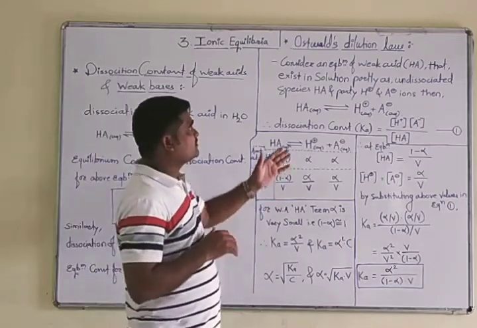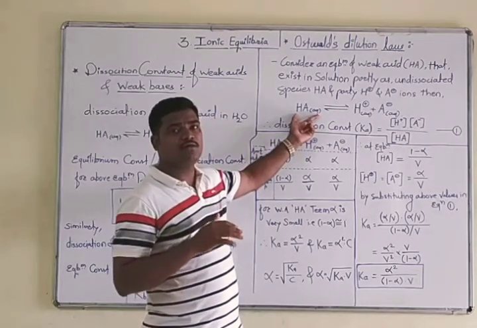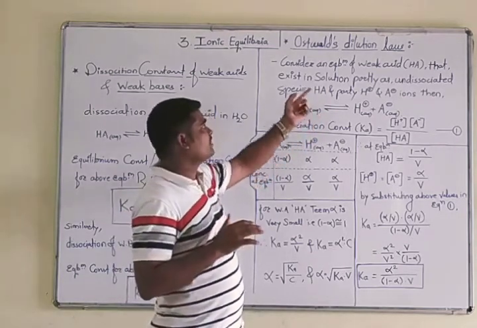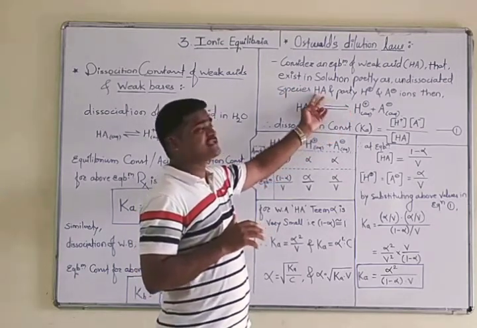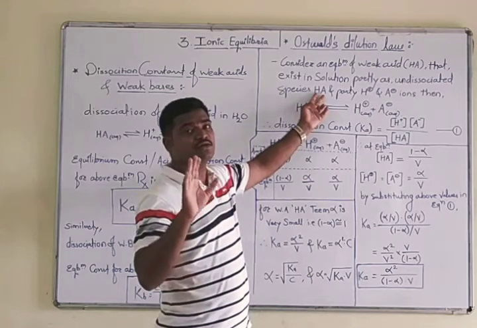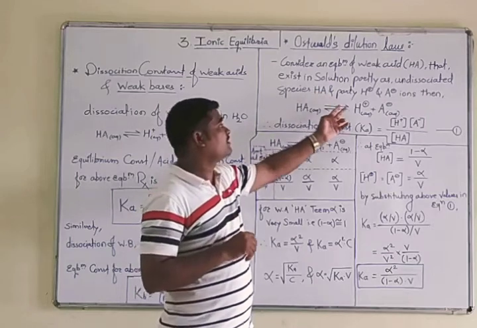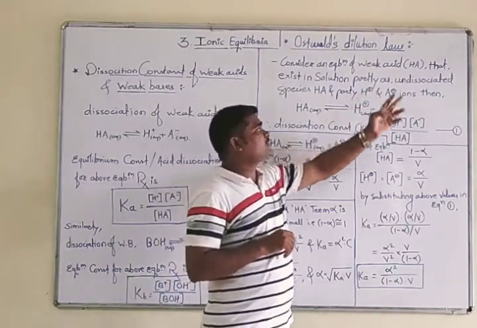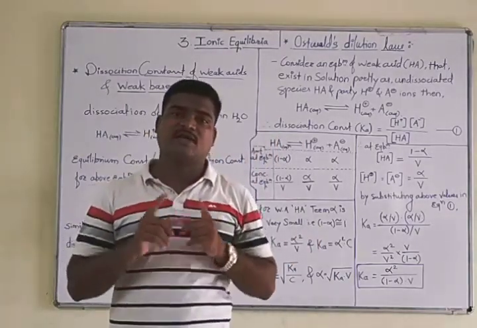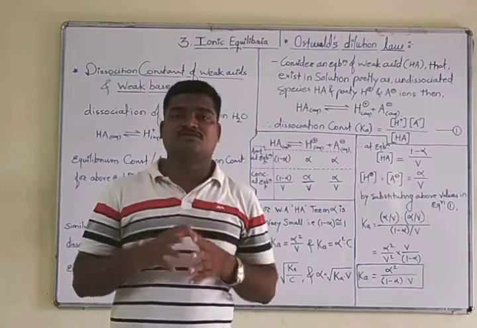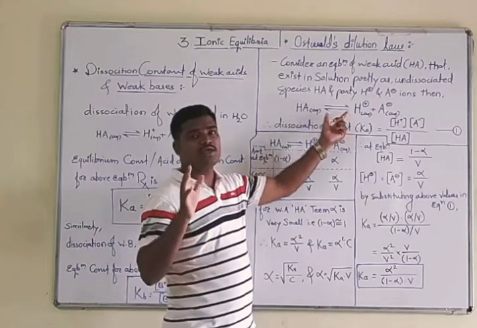Now look at the equilibrium of weak acid, that is HA. I have already told you what this is: a weak acid that exists in solution partly as an undissociated species HA, meaning some fraction of HA will remain in solution. You have to keep this in mind. And partly as H plus and A minus ions; both these ions, which are dissociated, are present in solution. So this is the equilibrium reaction for weak acids.